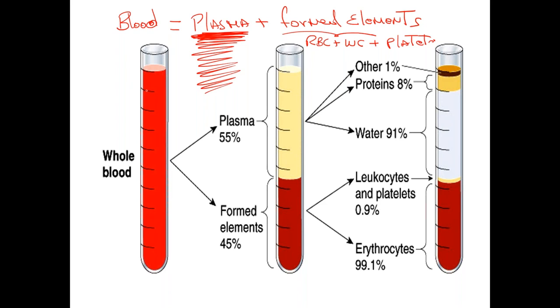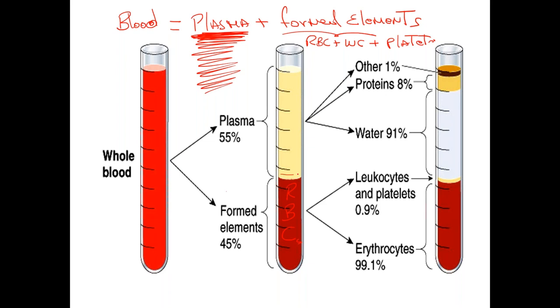Then it goes through centrifugation, a very high-speed spinning that increases the gravity on the tube. What happens? The heavier elements go to the bottom of the tube. The elements that are heavier and go to the bottom are the red blood cells. So all this is red blood cells. Why do the red blood cells go to the bottom? Because they are the largest and heaviest cells, and that's why they go to the bottom.